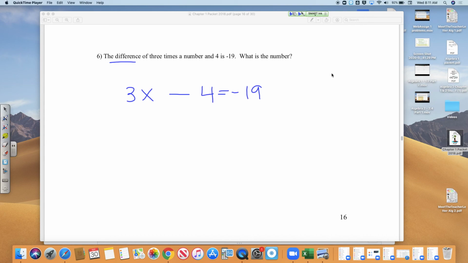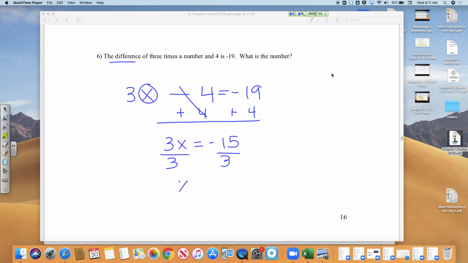So we have here 3x minus 4 equals negative 19. All right, to solve this equation, I'm going to first add 4 to both sides. When I add 4 to both sides, I have 3x is equal to negative 15. Last thing I'm going to do is divide by 3, and I'm going to get x is equal to negative 5. So the number is negative 5. If the difference of 3 times the number and 4 is negative 19, the number is negative 5.